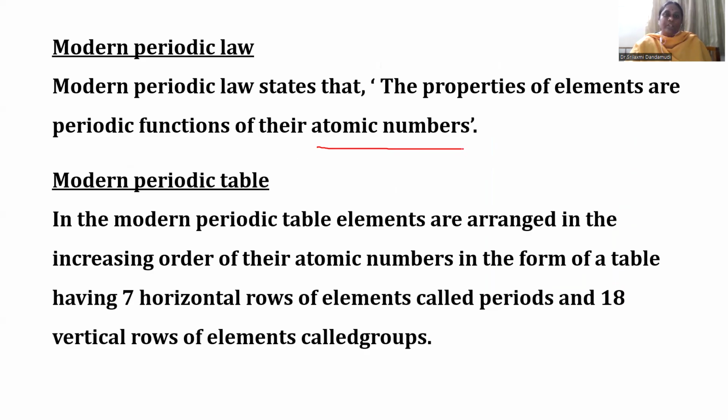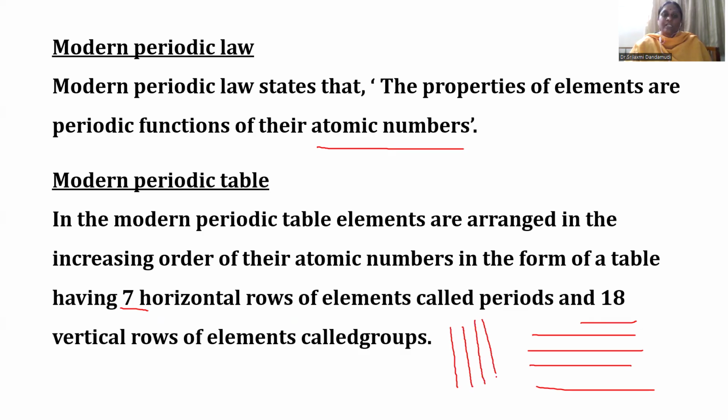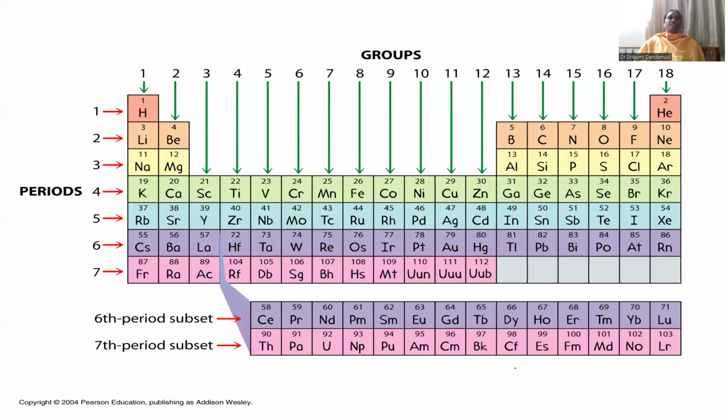So, in the modern periodic table, we have 18 groups and 7 periods. Horizontal rows, see here, these are horizontal rows. These horizontal rows are called periods. Vertical columns are called groups. See here, these are vertical columns. These are called groups. So see here, this is the modern periodic table.